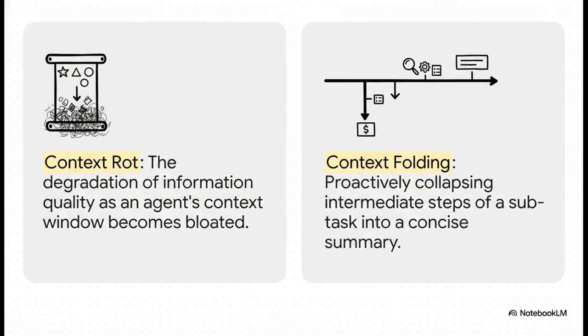The agent can essentially say, okay, I need to solve this side quest, open a temporary context, do its work, and then collapse that entire history down to a single summary before returning to the main task. It keeps the primary context clean and on point.